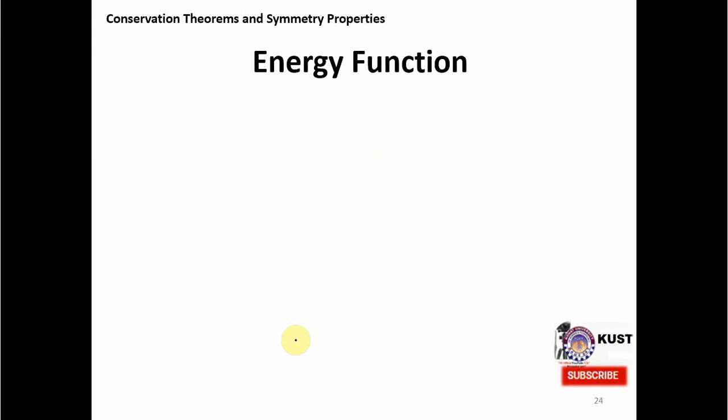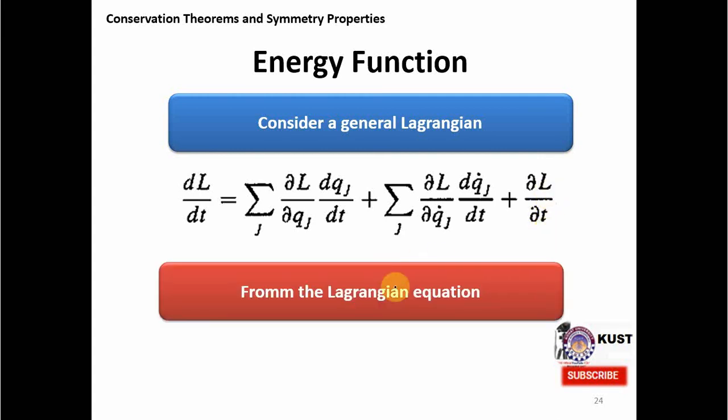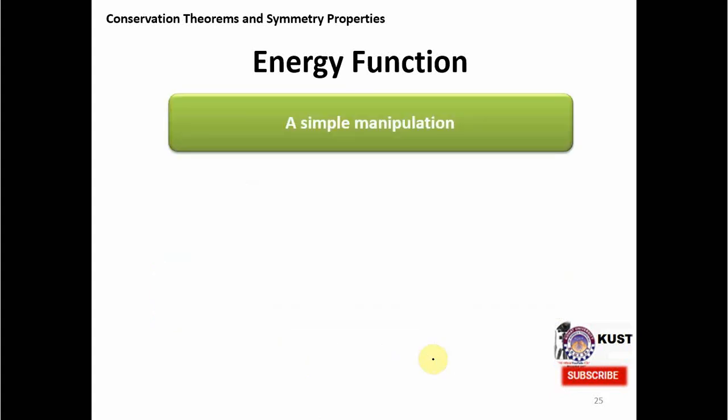And lastly, there is a very important conserved quantity, that is the energy. With a similar procedure we can also derive the equation for the conservation of energy. So consider a general Lagrangian L. This is a chain rule I have used, and this last term comes from the explicit dependence of L on time, and from the Lagrangian equation, del L by del q.